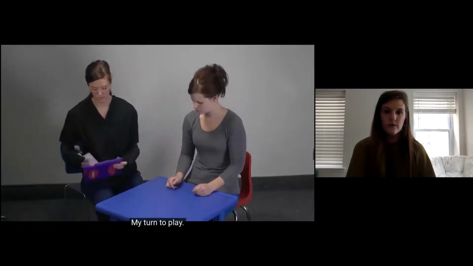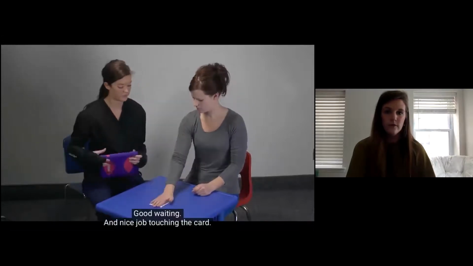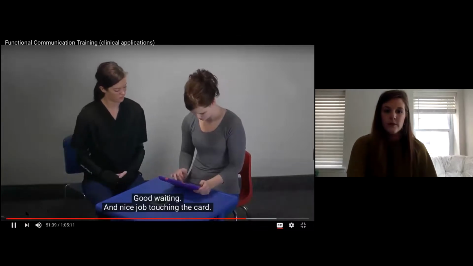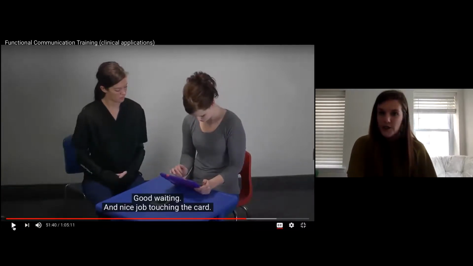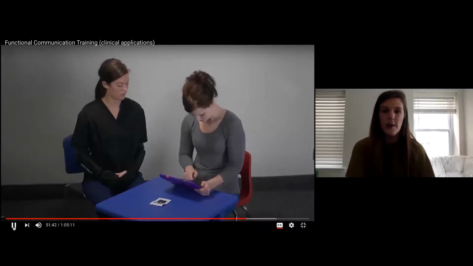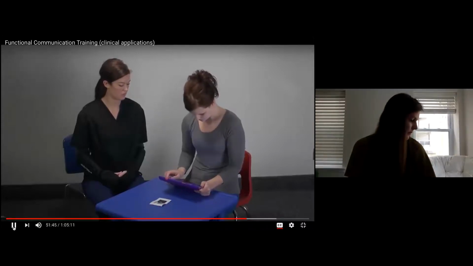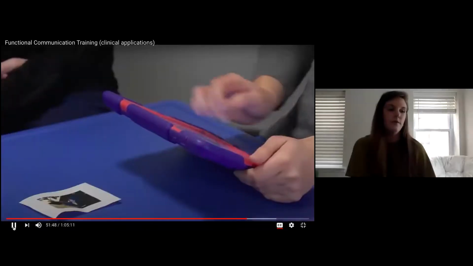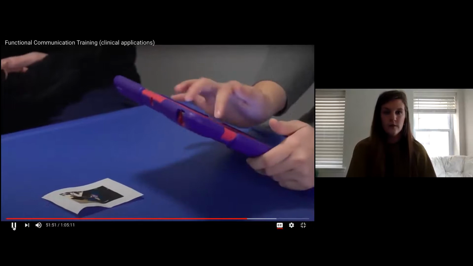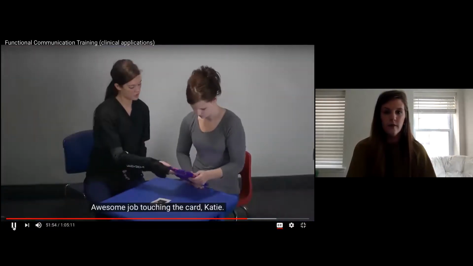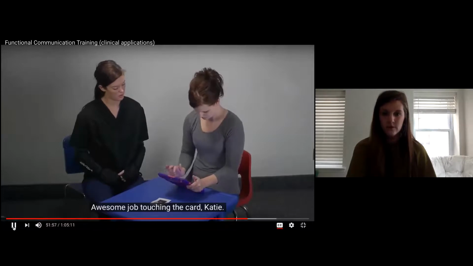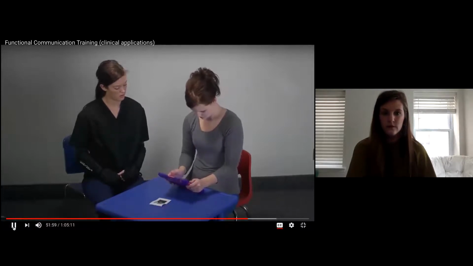My turn to play. Good waiting. And nice job touching the card. And if you notice, at first what she's doing is just really quick wait times for the child. And then eventually over time, you can increase the time that the child is waiting. My turn to play. Awesome job touching the card, Katie.